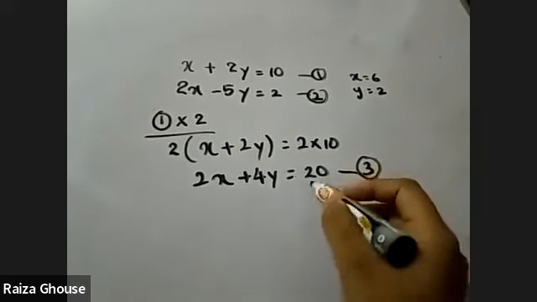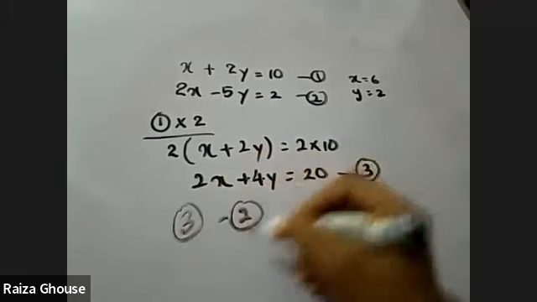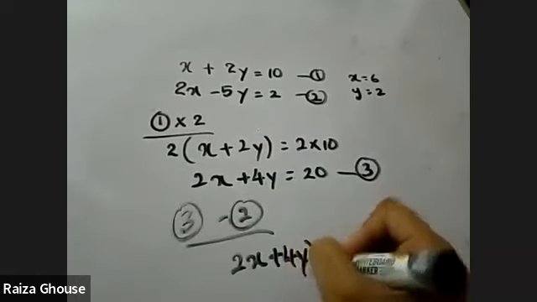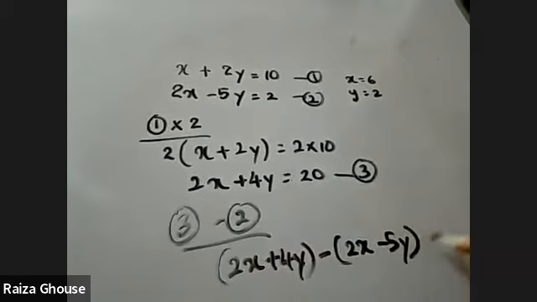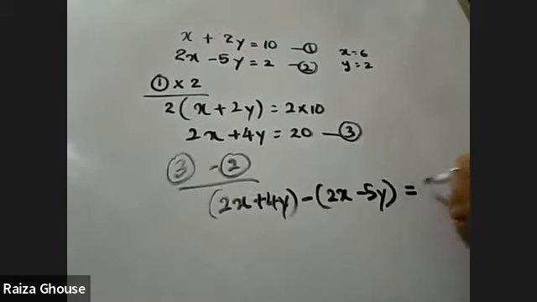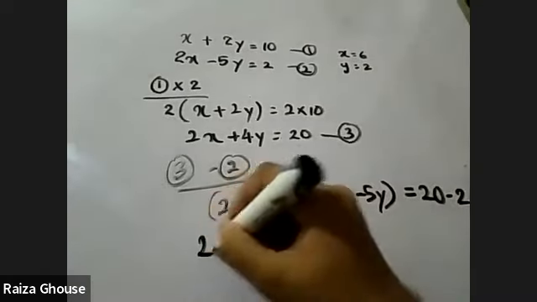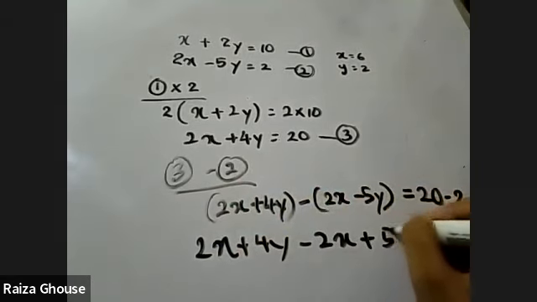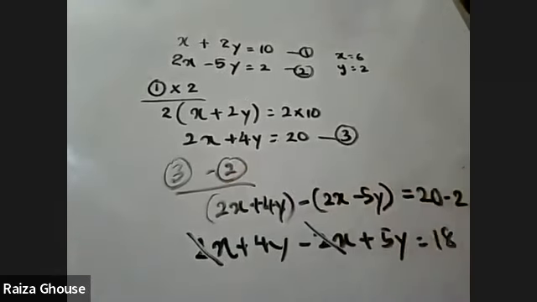Now I can see the bigger one is this one. So third equation minus second equation. So third equation 2x plus 4y minus second equation 2x minus 5y. On the other hand side, I can write down 20 minus 2. Now 2x plus 4y minus 2x plus 5y equal 18. Here I can see plus 2x and minus 2x.